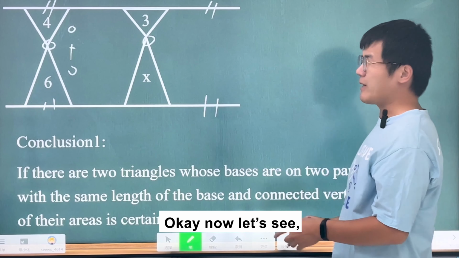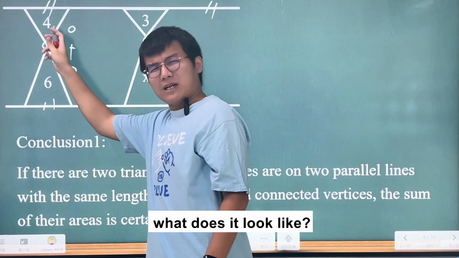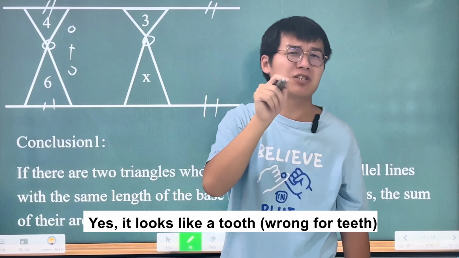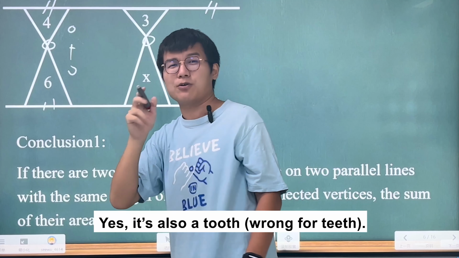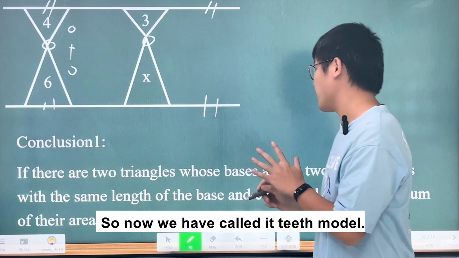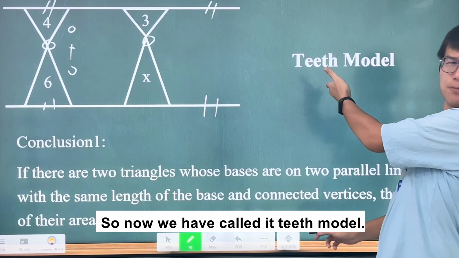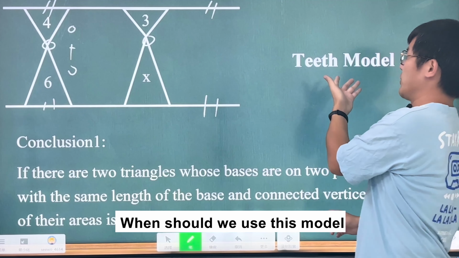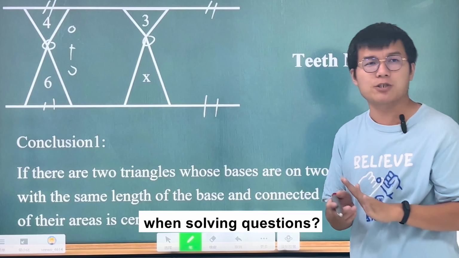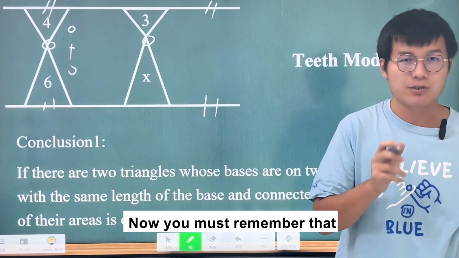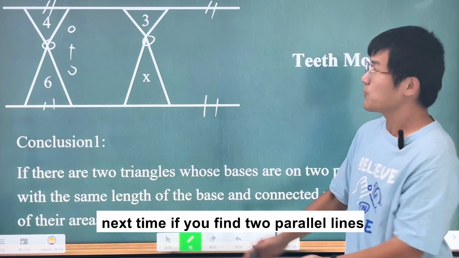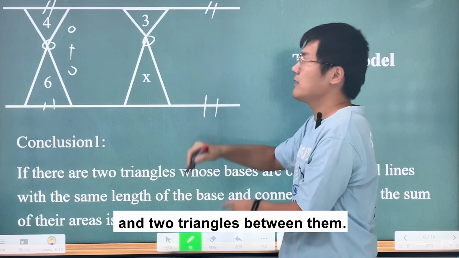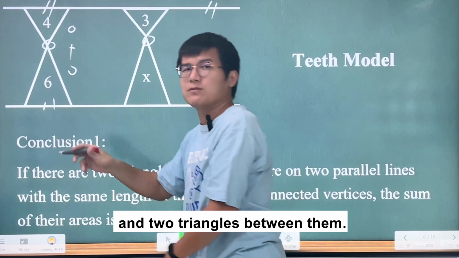Now let's see. What does it look like? Yes, it looks like a teeth. And this, yes, it's also a teeth. So now we call it the teeth model. So when should we use this model when solving questions? You must remember that next time if you find 2 parallel lines and 2 triangles between them, try it.